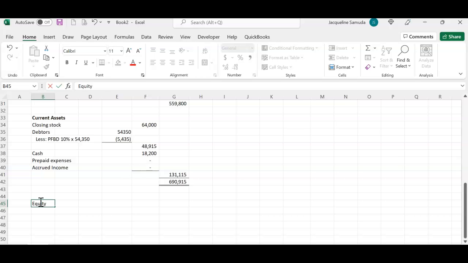So our equity, that's the first section we're going to do, the equity section. We start with the opening capital, and this figure came from the trial balance, which is the capitals for the partners. So Tammi and Wayne, we're going to pick up their capital figures. So Wayne had $100,000 and Tammi was $150,000.